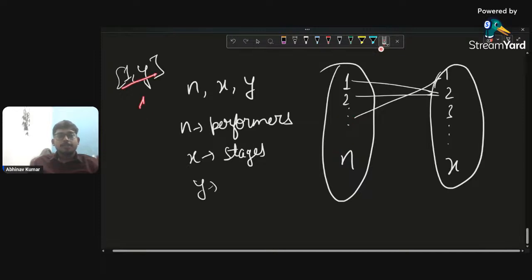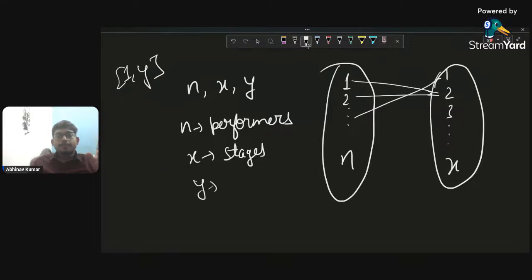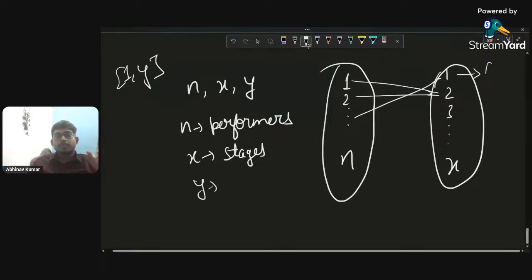So either they would be given a score 1 or a score 2 or a score y. That is the score given to every performer from a stage. So stage number 1 would receive a score from 1 to y, stage number 2 would receive a score from 1 to y. Like that.